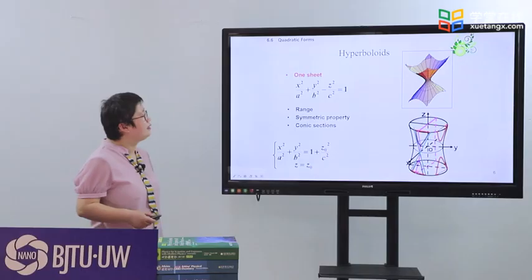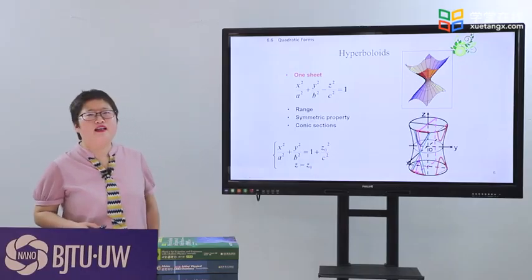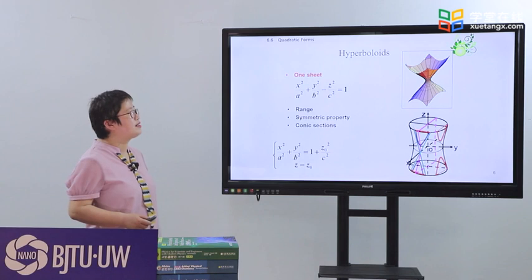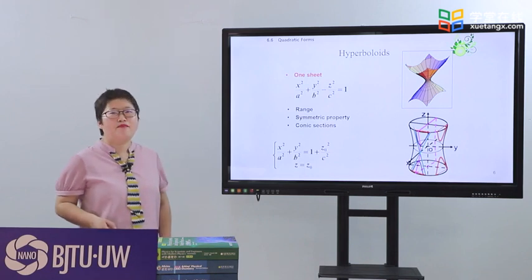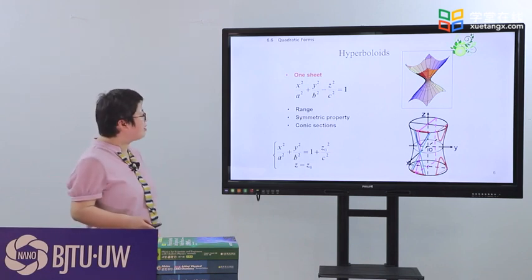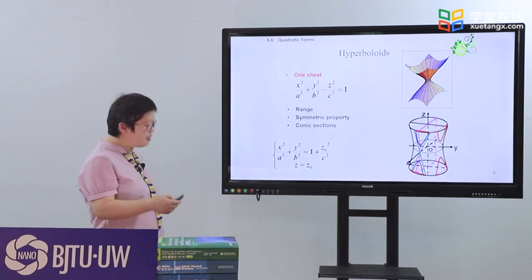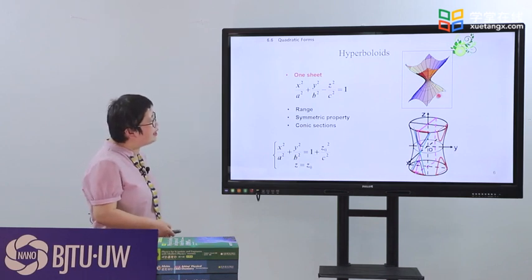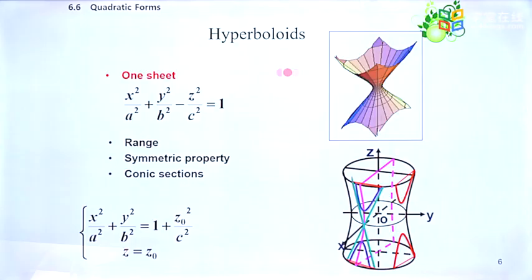Okay. Now we consider another type of quadratic surface. We call it hyperboloids. So hyperboloids, if it's one sheet, it's like here, the mathematical equation is like this: x power 2 divided by a power 2 plus y power 2 divided by b power 2 minus z power 2 divided by c power 2 equals 1.